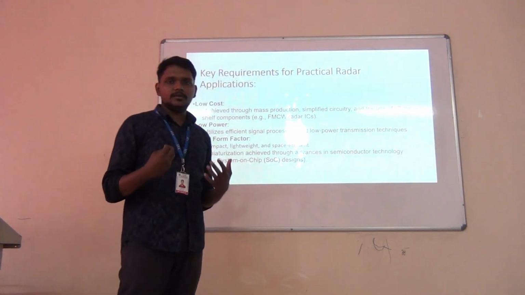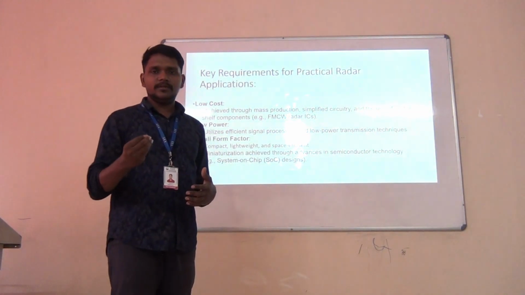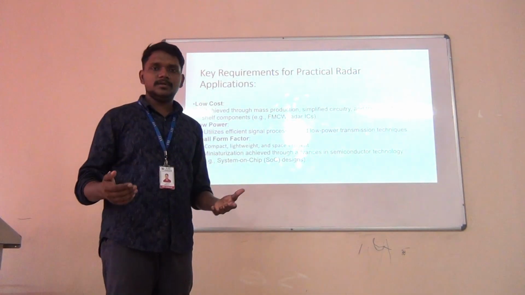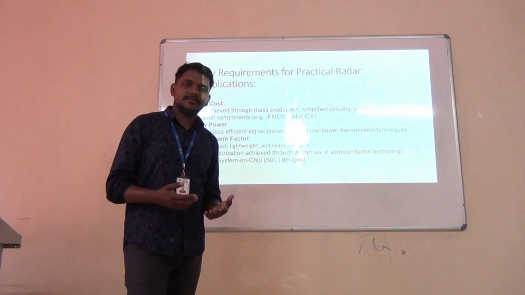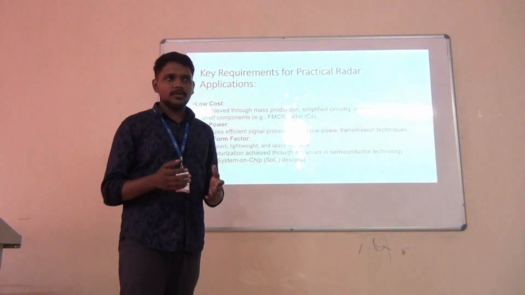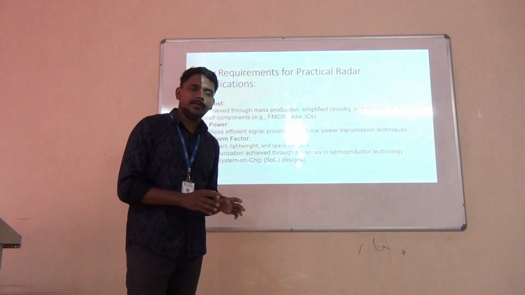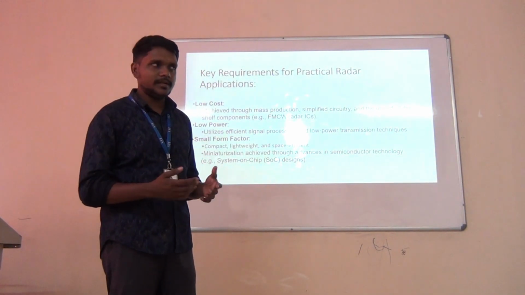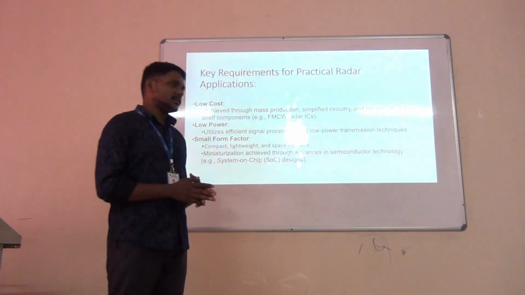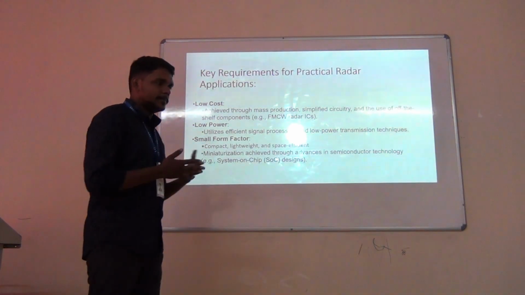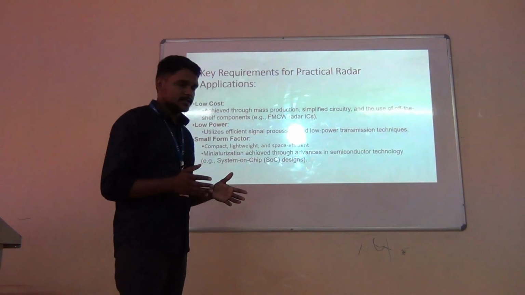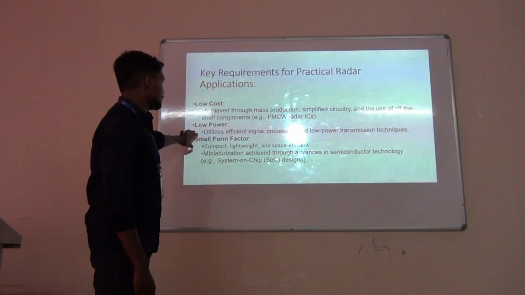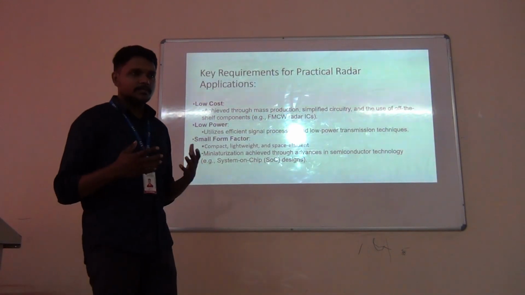Because if a technology is to be viable even to the down-to-earth citizen, it must be viable and it must be cheap so that they can use it. It's not that only certain people alone can grow with the technology. The technology should be viable to all, then only it can flourish. In the same way, for radar technology to be practically implemented, there are some constraints. We can see here: low cost, low power and small form factor. These are all the major constraints.